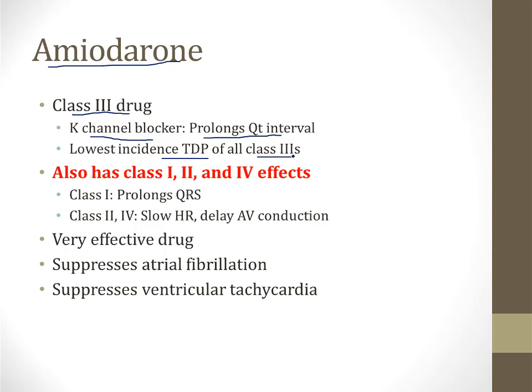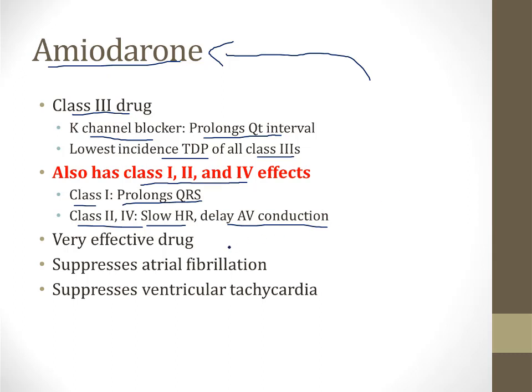What you need to always remember about amiodarone is that it also has class 1, 2, and 4 effects. It has class 1 effects, it can prolong the QRS interval. It also has class 2 and 4 effects, it can slow the heart rate and delay AV conduction. If you ever read a description in a board question of an antiarrhythmic that prolongs the QRS, prolongs the QT, and slows the heart rate, they are probably talking about amiodarone. It has the most diverse effects of any of the antiarrhythmics.